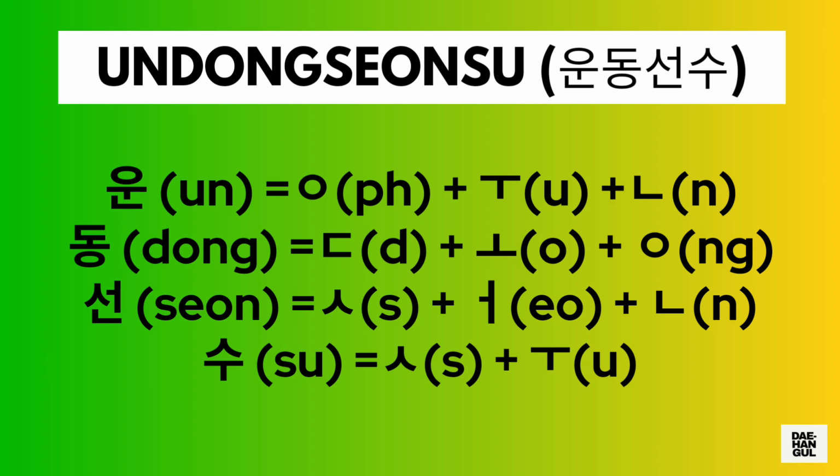This is composed of 4 syllables. For the first syllable un, we need to draw a placeholder iyang, followed by an u character, followed by a nian character. For the second syllable dong, we need to draw a dikit character, followed by an ol character, followed by an iyang character. For the third syllable son, we need to draw a siyot, o, and nian character. For the last syllable su, we need to draw a siyot and u character.